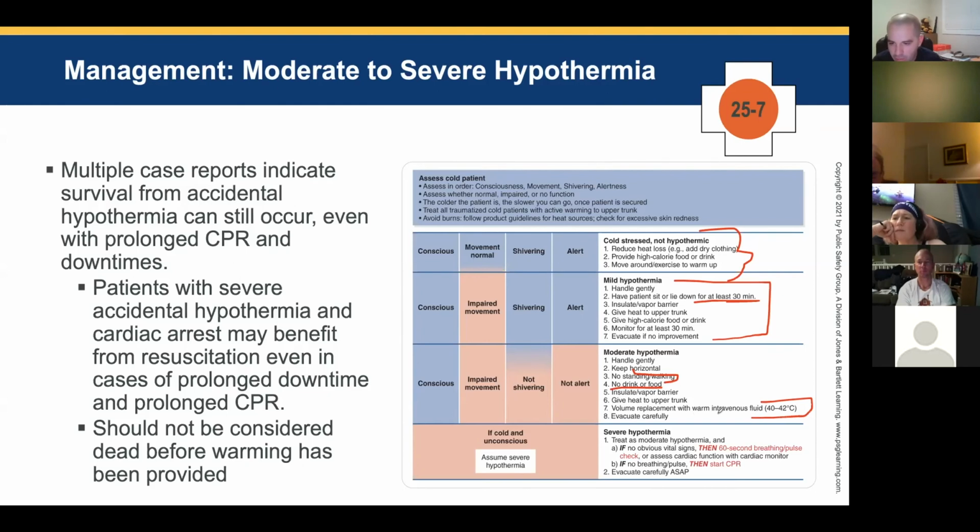We talk about warm IV fluids. As OEC technicians, we're not going to do warm IV fluids. So that's going to come from our paramedic partners. And then if hypothermia is severe, we want to assess vital signs. With no obvious vital signs, begin CPR.